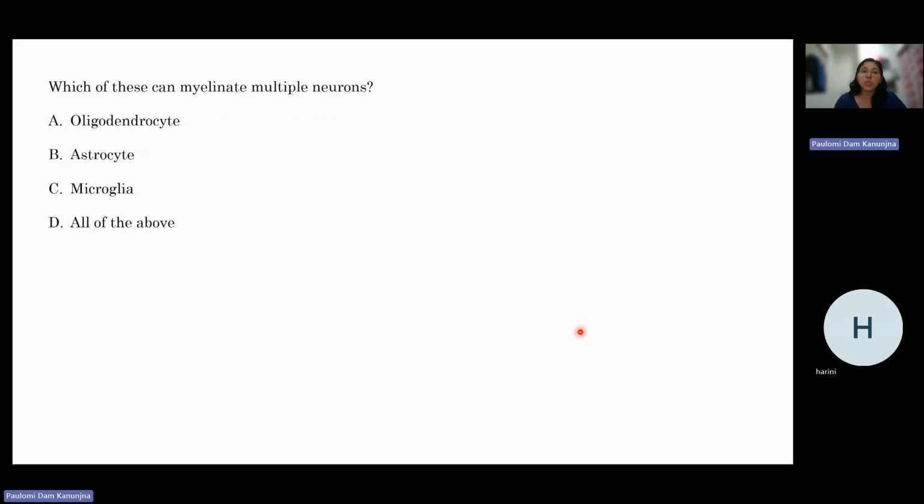So let me also ask you from this only, which of these can myelinate multiple neurons? There are two words here. First of all, we want cells which myelinate neurons, and second, they myelinate multiple neurons. I will wait for you to see the question, and if you feel you know the answer, please type in the chat box or think of an answer, and then I'll give you the answer. These are very easy questions to remember. These are objective questions that help you understand the topic much better.